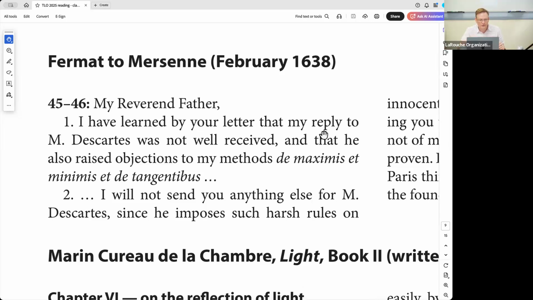Let's come to you after we get someone in the room to read this next excerpt from Fermat. Go for it, Art. Fermat to Mersenne, February 1638.